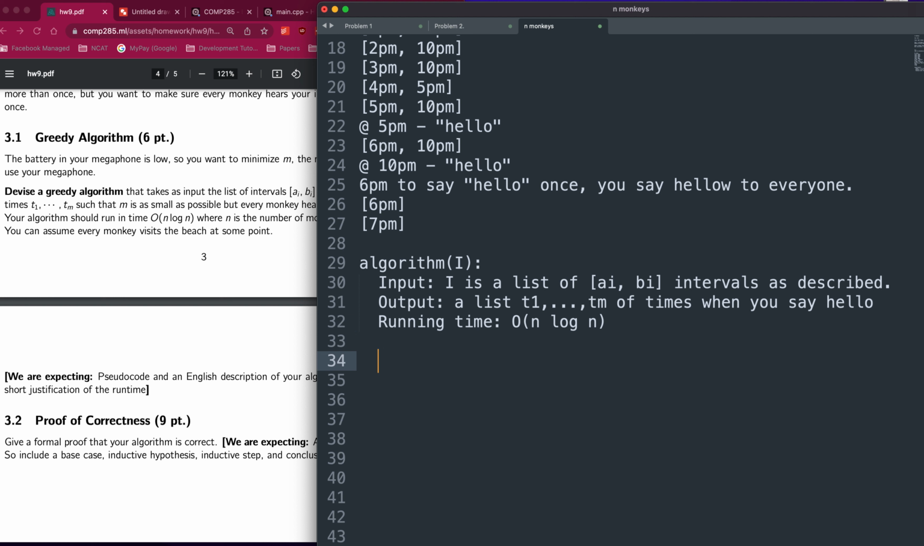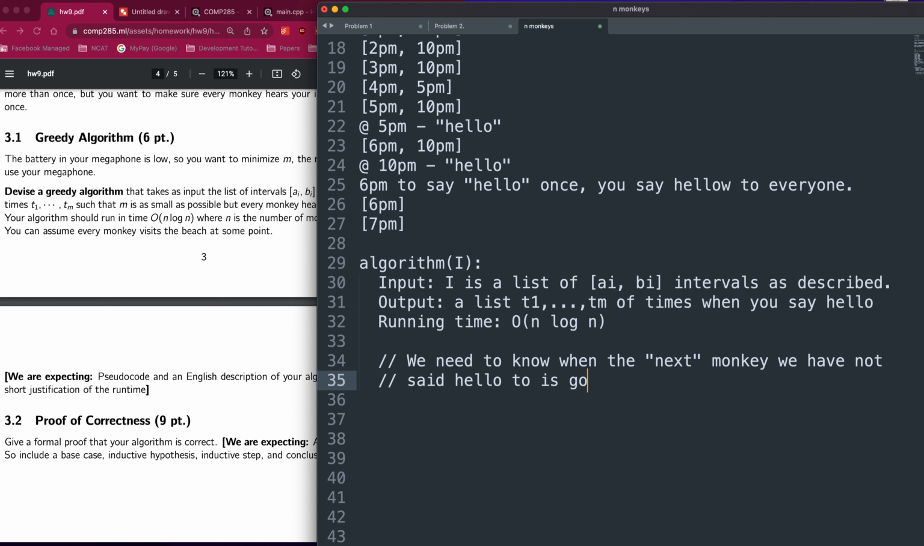So you want to process. So here's the idea. We need to know when the next monkey we have not said hello to is going to leave, right? So one way to do this is we can sort our input by leave time and iterate over it, okay?